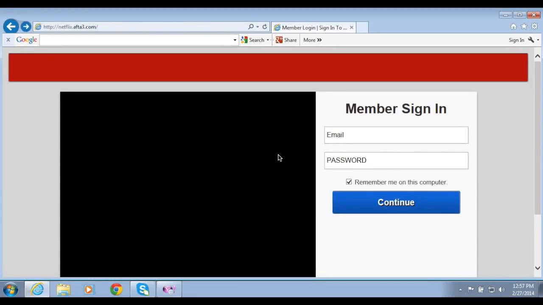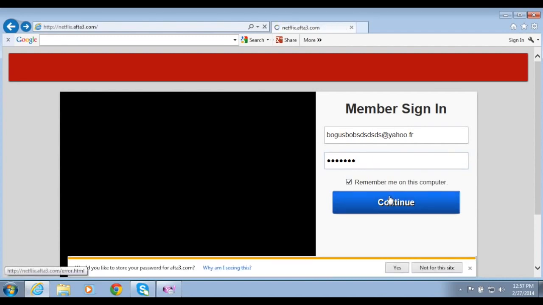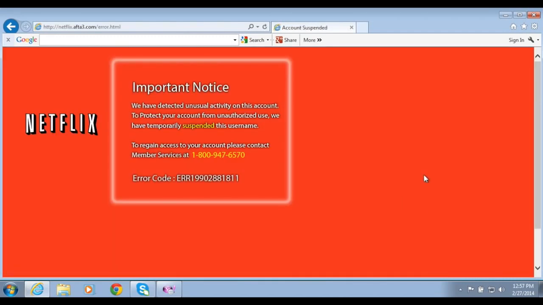Here's an interesting Netflix phishing scam. I'm just going to enter some bogus information. Totally random. We have detected unusual activity on this account. That's interesting because the account was totally random. To protect your account from unauthorized use, we have temporarily suspended this username. To regain access to your account, please contact Member Services at 1-800-947-6570.